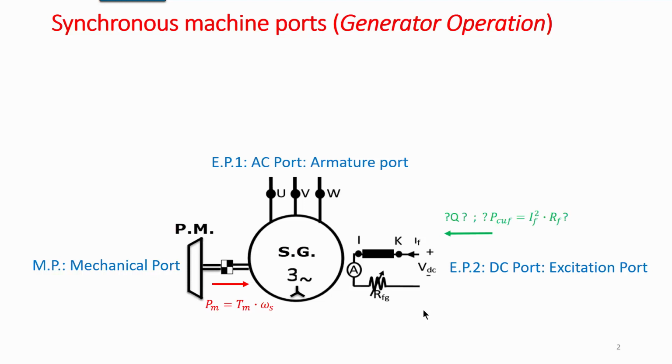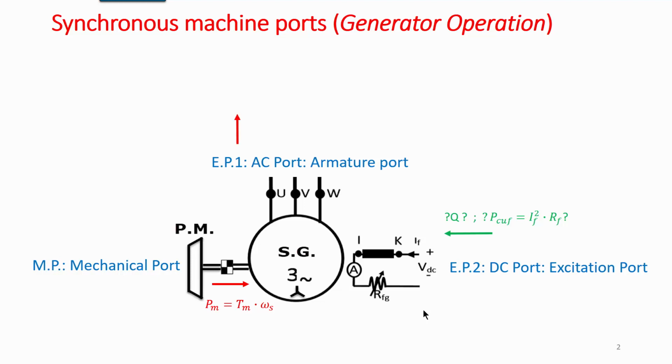Electric power on DC port can be given as If squared times Rf. That is copper loss in field coils in rotor. Since we apply DC to rotor coils, there is no reactive power.